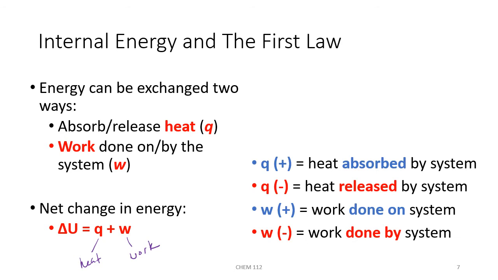We use different signs to indicate if work is being done on or done by, or if heat is being absorbed or released. A positive sign for q means that heat is being absorbed by the system, whereas a negative sign for q means that heat is being released by the system. A positive sign for work means work is being done on the system, and a negative sign for work means that work is being done by the system. So when we take the sum of all the heat and the work changes and we plug them into this formula, that'll tell us the internal energy change.